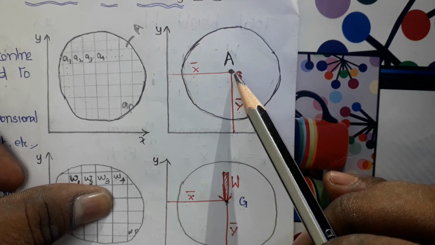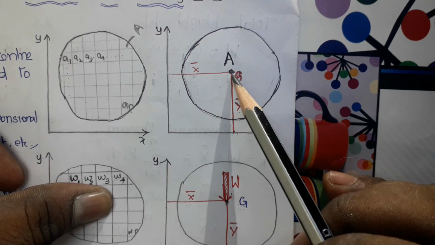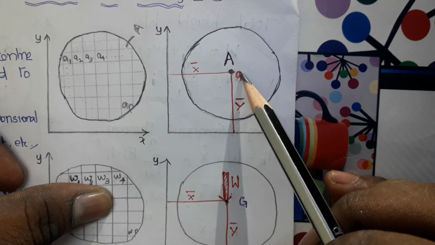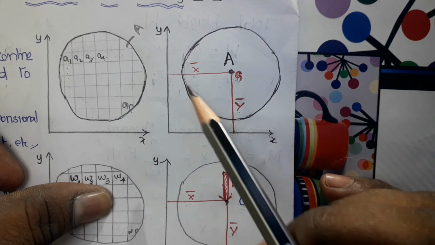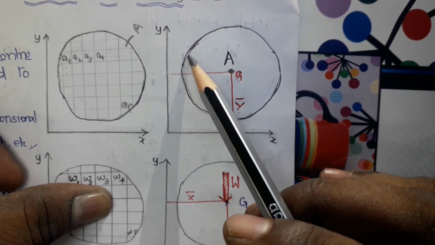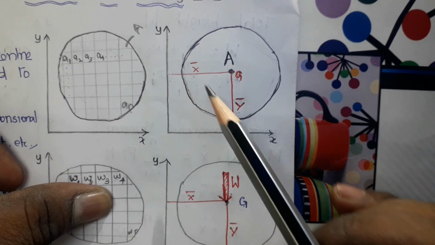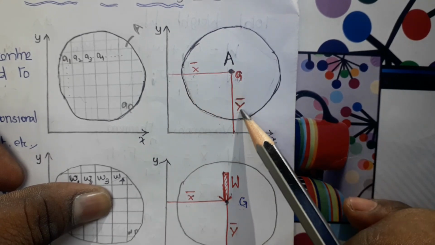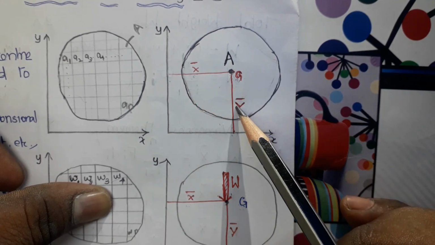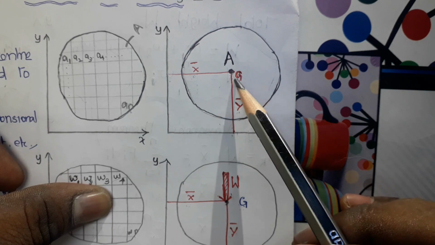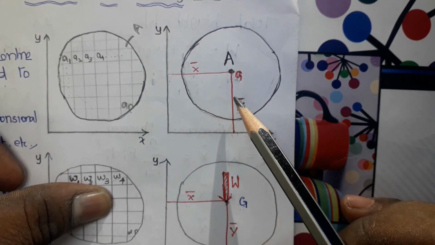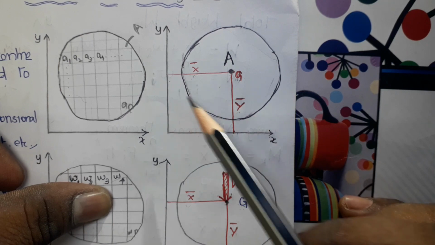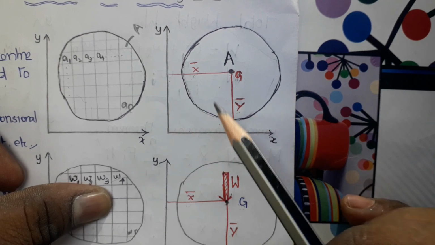Then the second important thing is you have to find the location of this centroid with respect to the y-axis as well as the x-axis. From the y-axis it is referred by the letter x bar, and from the x-axis it is referred by the letter y bar. First we have to find the centroid, then the location of that centroid with respect to the coordinate axes. This is important.